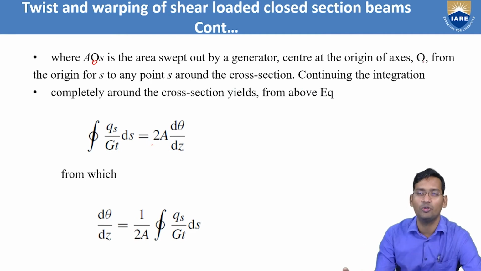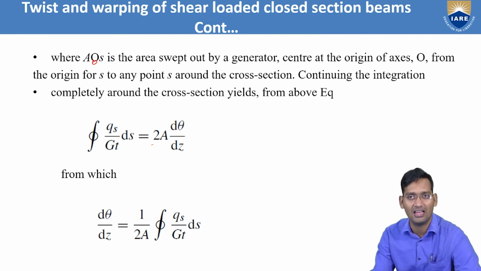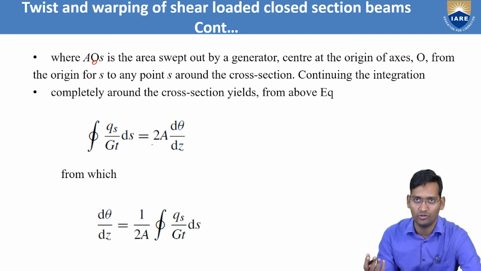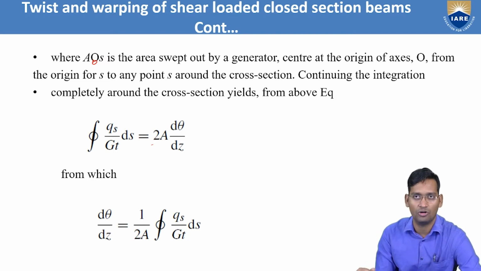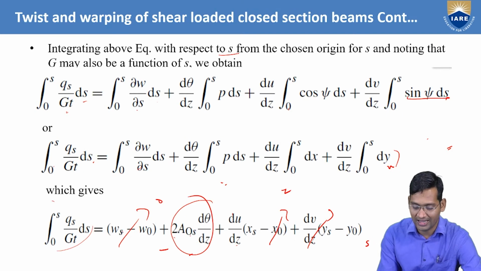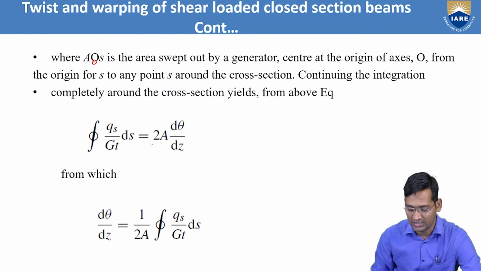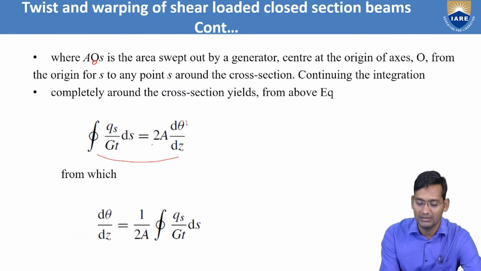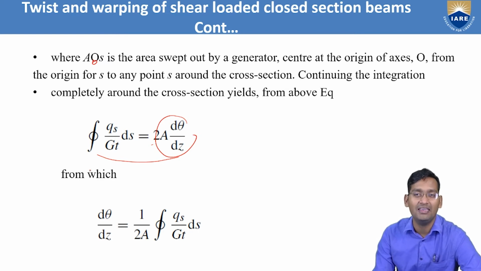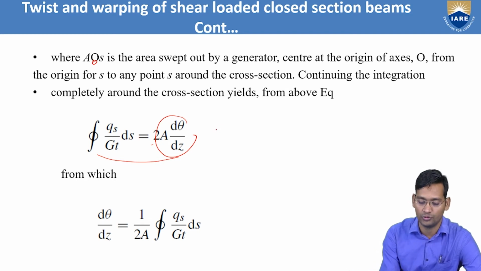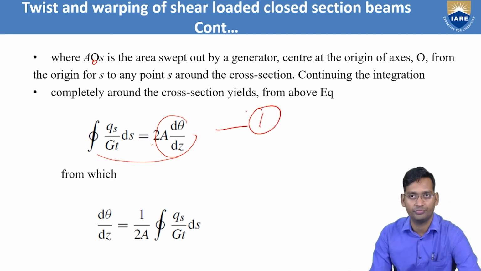So origin O means what? It's not 0 to s, that is also 0. Wherever 0 is there, just put s as also 0. So after putting s as 0, w0 minus w0 cancels, x0 minus x0 cancels, y0 minus y0 cancels. Hence all terms get cancelled, only this term is left. So the closed integral of qs by Gt into ds equals 2A d theta by dz. So this is one important result.